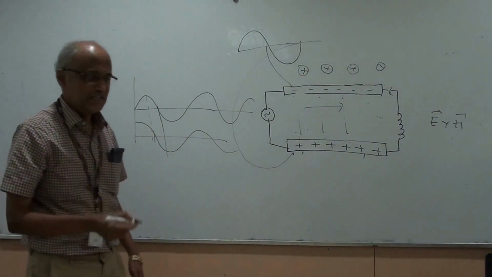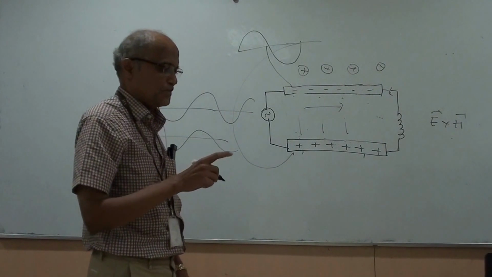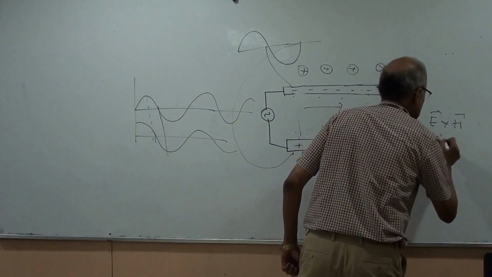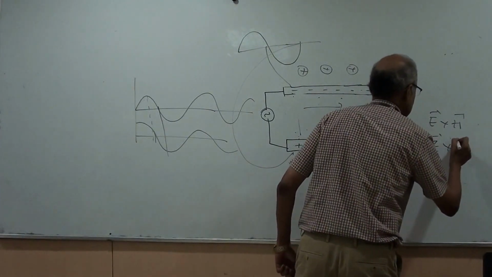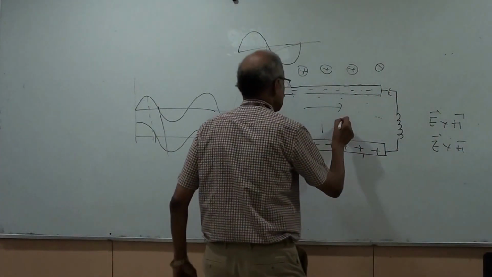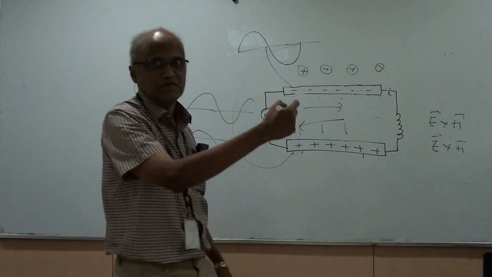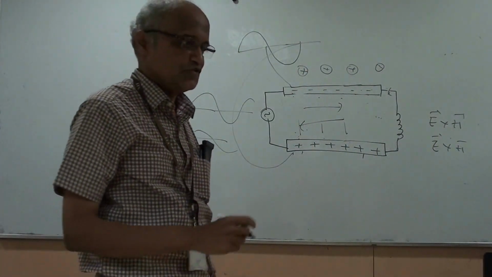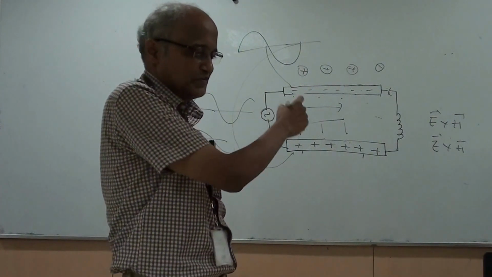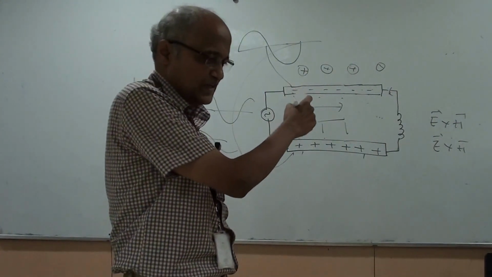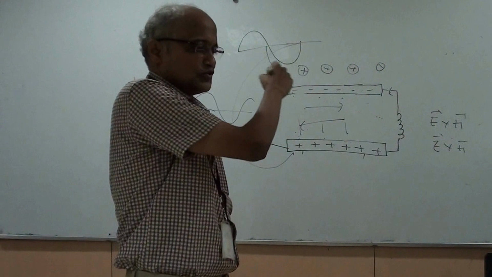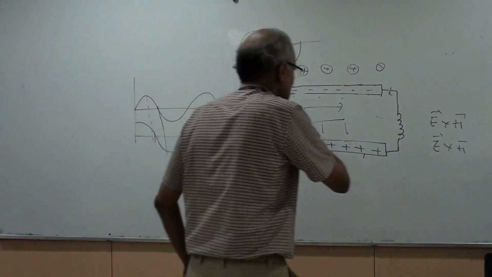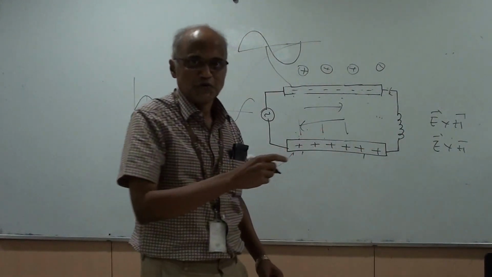Therefore, only one of the fields changes its polarity. Therefore, the direction of E cross H will be reversed. So in the second quarter cycle, the power will flow in the opposite direction. The power keeps flowing from the source to the load in the first quarter cycle, and then from the load to the source in the next quarter cycle, and therefore the net power transferred will be 0.